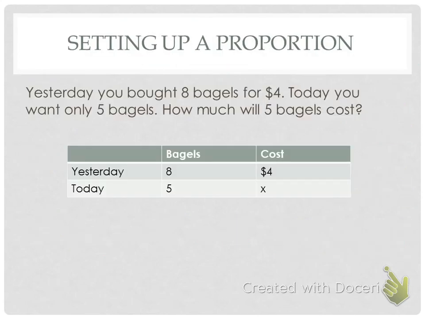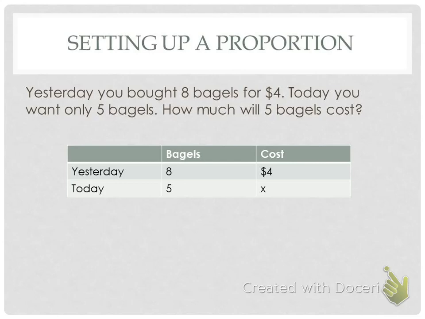All right, now before we move to example 3, let's talk for a minute about setting up a proportion. Okay? It gives us this example. It says, yesterday you bought 8 bagels for $4. Today you want only 5 bagels. How much will 5 bagels cost? All right, now, what is important here, there's actually 3 ways that you could set up this proportion and still get the right answer.